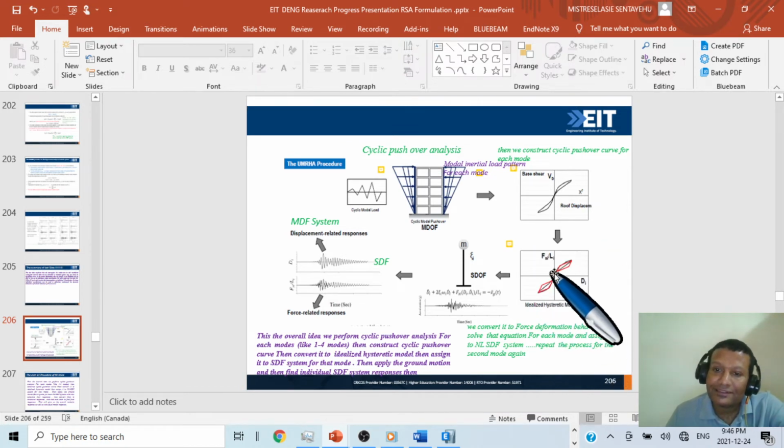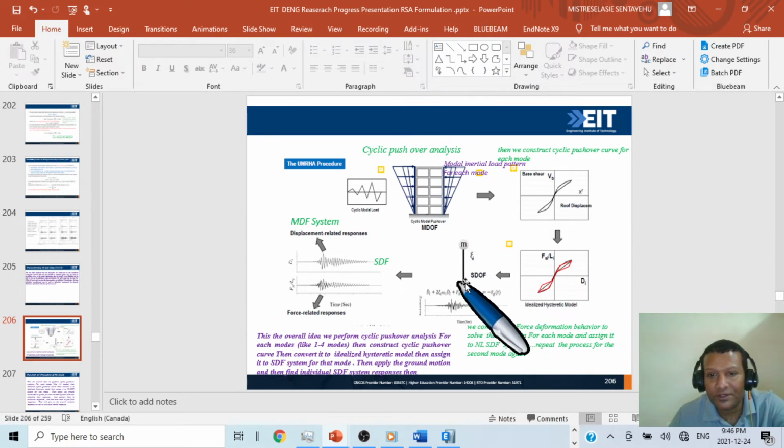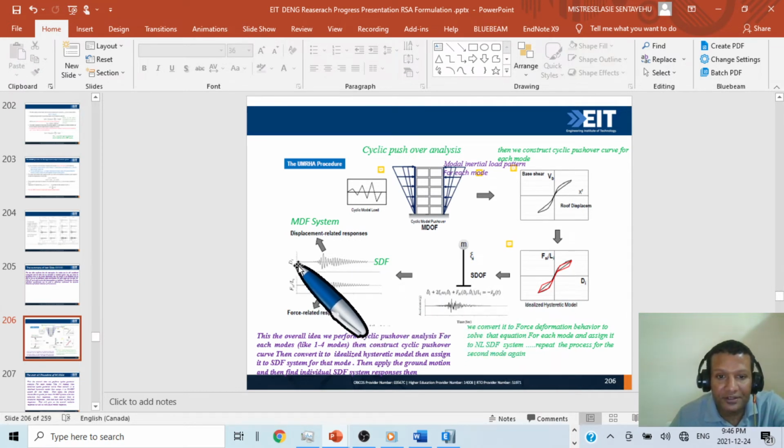Once we idealize it with the backbone, you see this is a backbone curve, then we will assign it to our nonlinear single degree of freedom system. So this is our equation of motion. Then we will apply the ground motion, and we will find Dn and Fsn. This is what we need, Dn and Fsn for the single degree of freedom system.